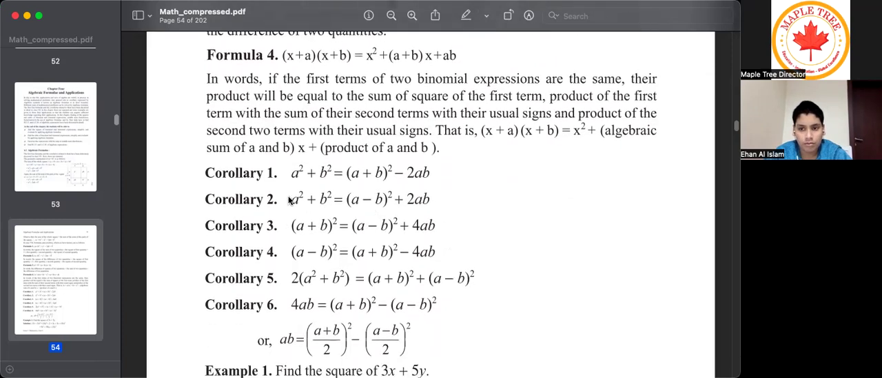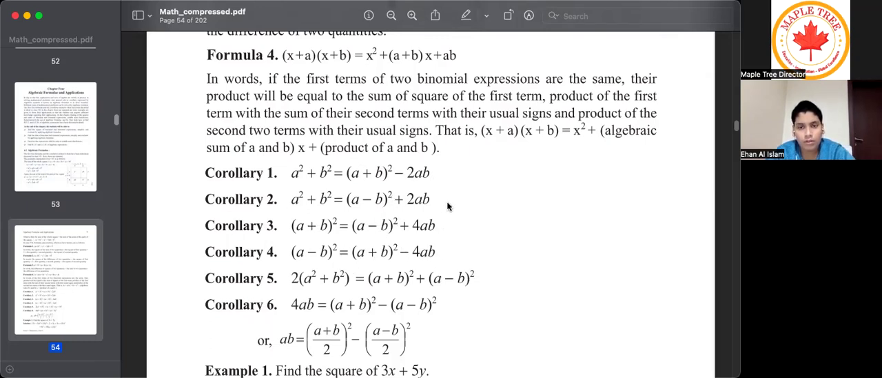Now see the corollaries. Here are 6 corollaries, the same thing expressed in a different way. For example, a square plus b square equals a plus b whole square minus 2ab. The same thing you can write as a minus b whole square plus 2ab. Also a plus b whole square equals a minus b whole square plus 4ab. And you can express it as a plus b whole square minus 4ab.